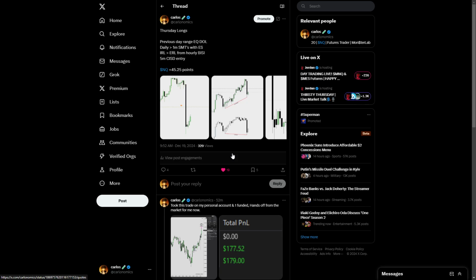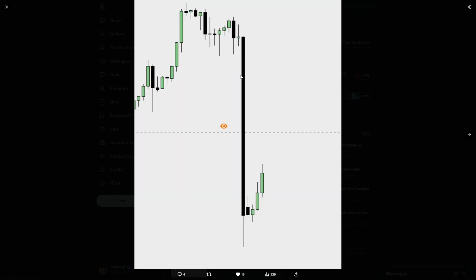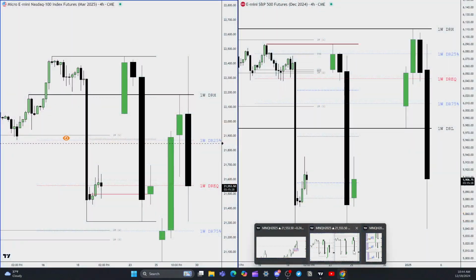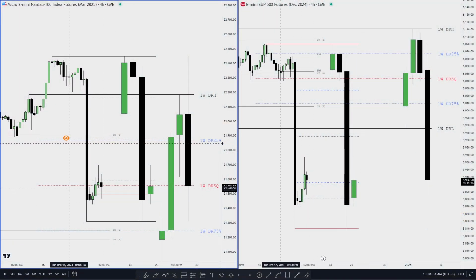So yesterday we had this massive sell-off due to FOMC. The reason we had this sell-off was because we were seeking that weekly FVG. So I'm gonna pull my chart real quick.